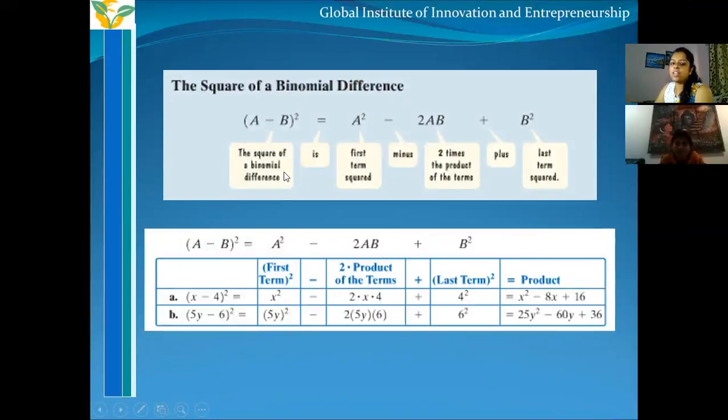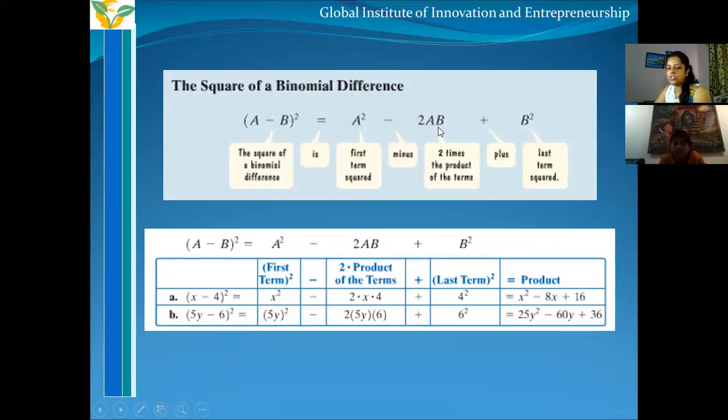Now, coming to the square of a binomial difference. We have talked in the previous slide about the square of a binomial addition. Here the square of the binomial difference, that is a minus b whole square, can be written as what?